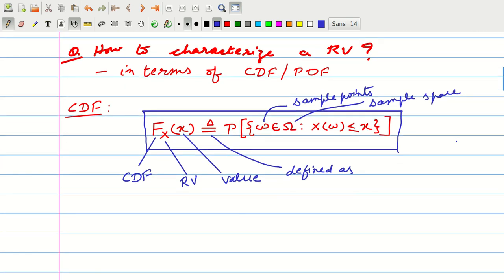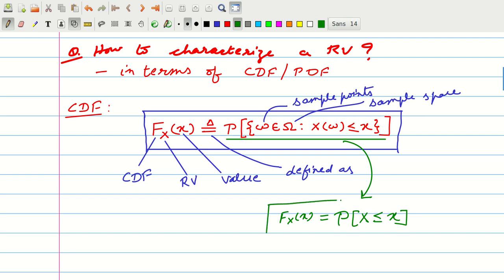For convenience, F_X(x) in short is written as probability of capital X less than or equal to small x. We don't explicitly mention the underlying sample space and sample points, but they are understood, and we always write F_X(x) equal to probability of capital X less than or equal to small x. So this is the form that we always use.